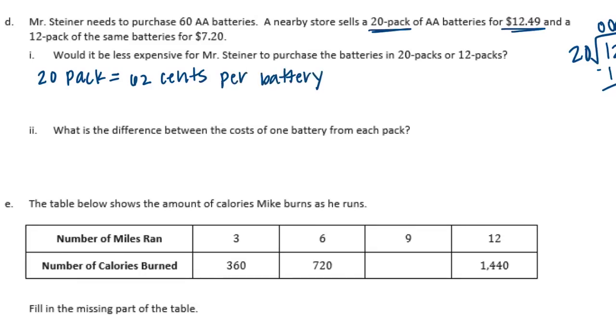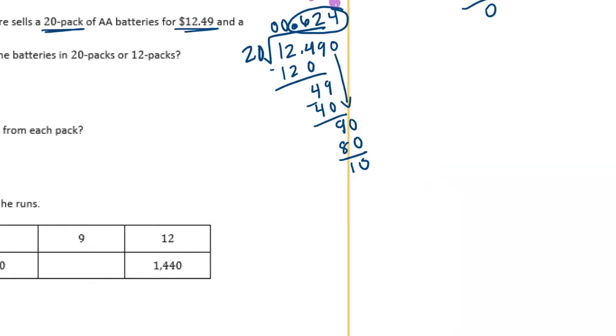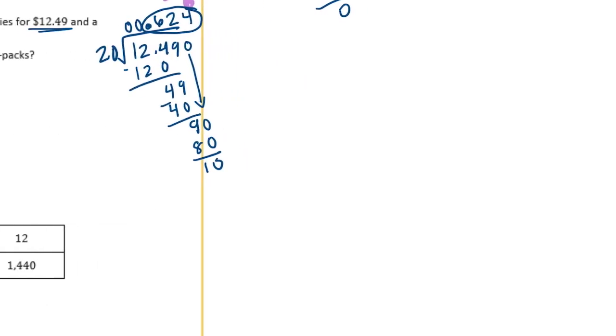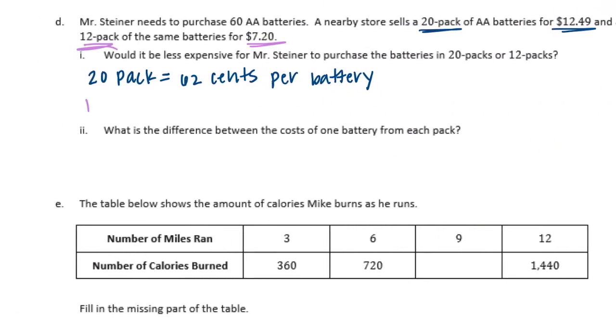So let's see about the 12 pack. So that 12 pack is $7.20. So 12 can't go into 7, but it can go into 72 6 times, and 6 times 12 is 72. Bring down the 0. 12 can go into 0 times. So we just end up with 60 cents. So the 12 pack equals 60 cents per battery.